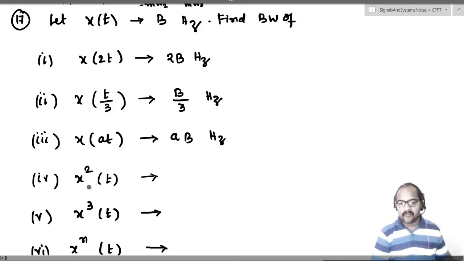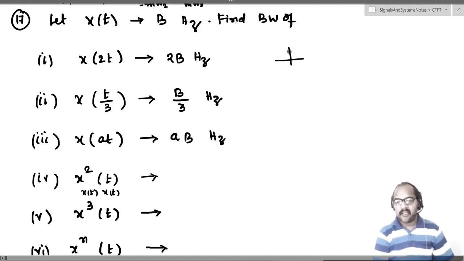So we'll take the fourth example, which is x square of t. So what is the bandwidth of x square of t? Note that x square of t can be written as x of t multiplied with x of t. Means what? You are multiplying the signals in which domain? Time domain. So what should happen to the Fourier domain? In frequency domain, the signals' Fourier transforms should get convolved, and hence what will happen here?